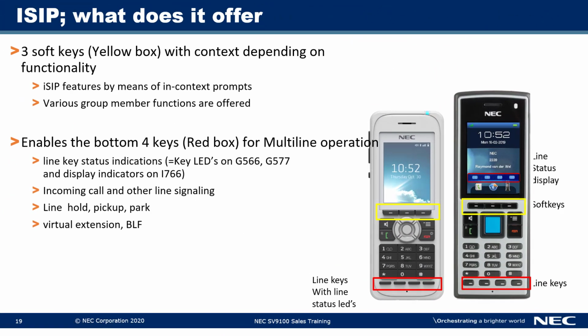So iSIP then, we've mentioned it, but what does it offer? iSIP is a proprietary NEC standard that allows us to bring extra functionality down to the handset. So, as with the NEC key telephones, we can actually provide extra functionality on the G566, G577 and i766 handsets. The way that we do this is we provide soft function keys through the displays of the handsets. So in the yellow boxes there you will see some keys which will prompt and change. So with iSIP we provide extra functionality. So you'll see on the two handsets shown that we provide 3 soft keys underneath the display.